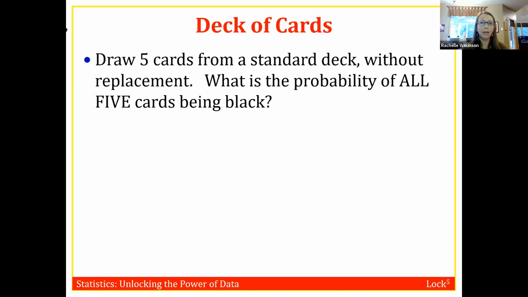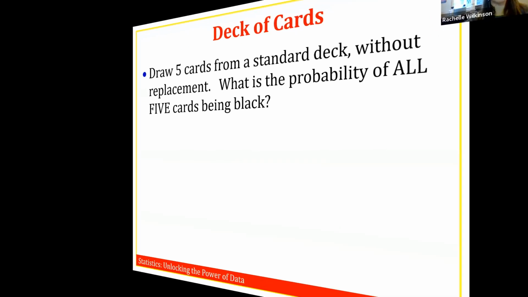Okay, so now let's say we're going to draw 5 cards from the standard deck without replacement. What's the probability of all 5 cards being black? So same idea, using that multiplicative rule when we have not independent events. See if you can figure it out. I'll give you a second.